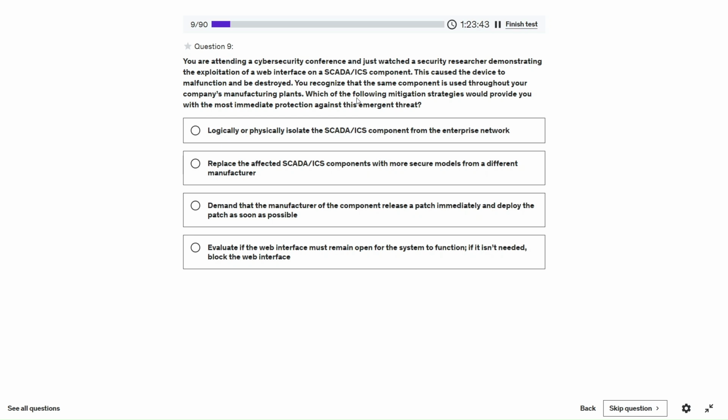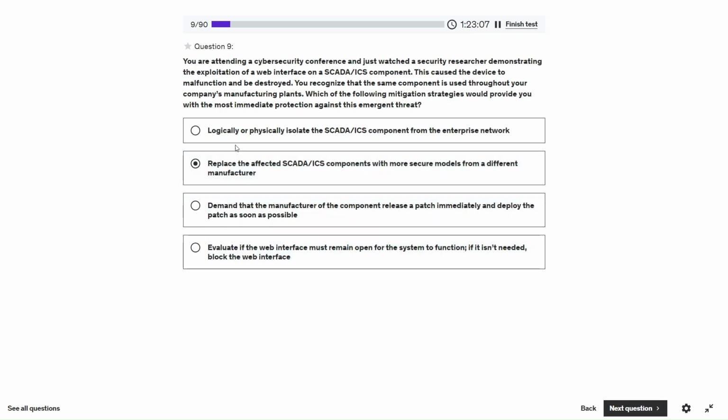Okay, whenever you face such a condition, remember that if you are using such a service, keep it running and simultaneously patch it. If it's not a needed feature, then always try to remove that feature, disconnect it, or isolate it from the other network. Logically or physically isolate the SCADA component from the enterprise.